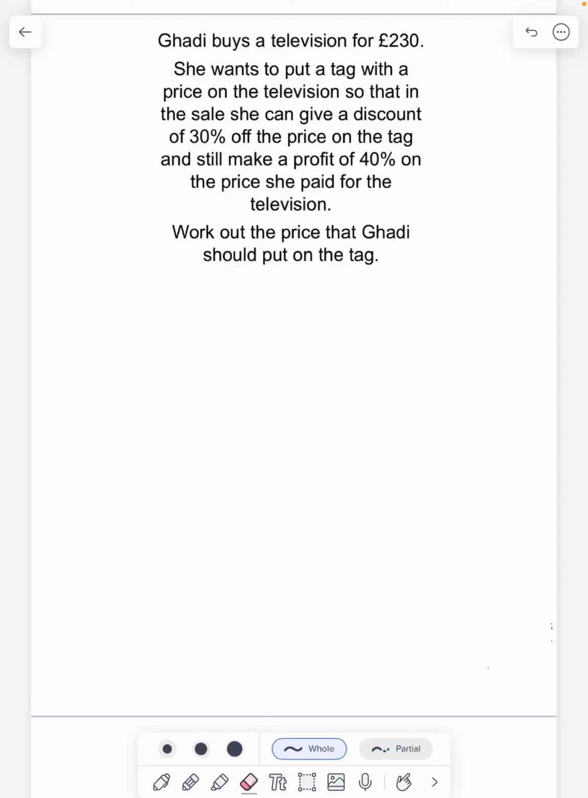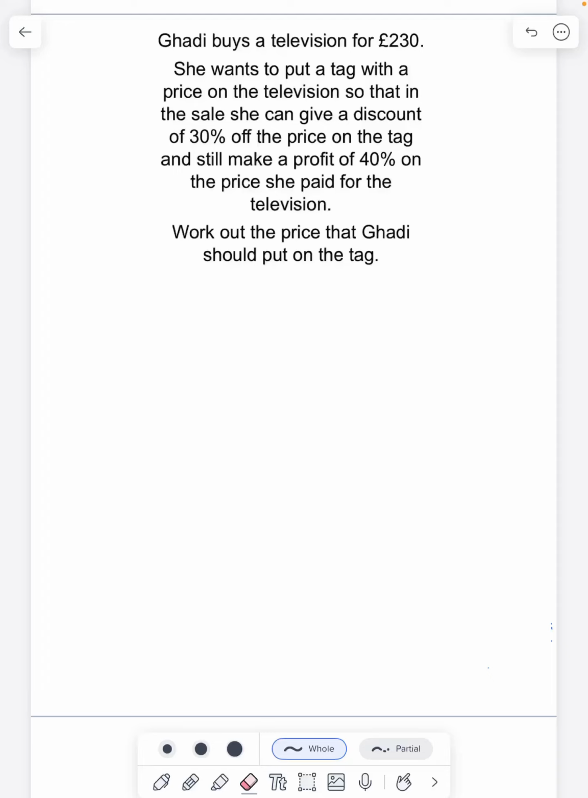Gaddy buys a television for £230. She wants to put a tag with a price on the television so that in the sale she can give a discount of 30% off the price on the tag and still make a profit of 40% on the price she paid for the television. Work out the price that Gaddy should put on the tag.